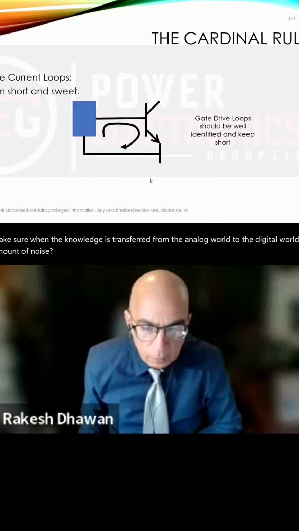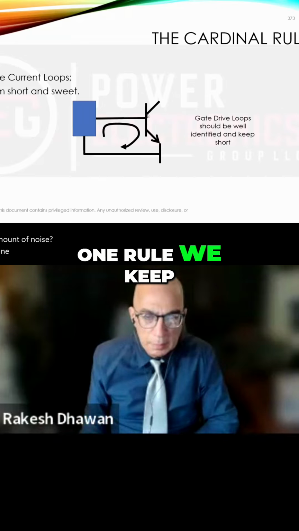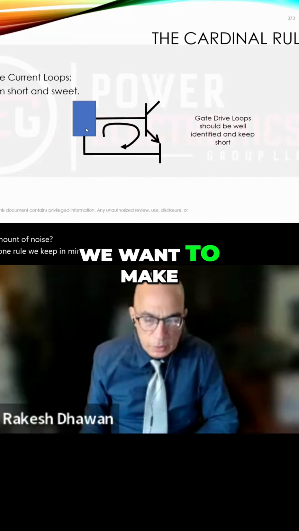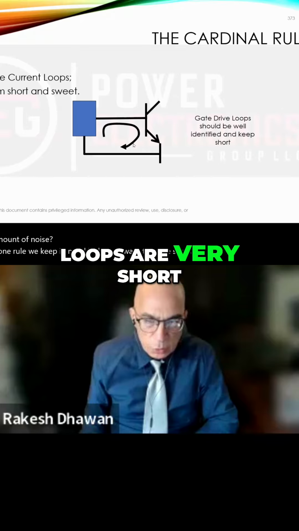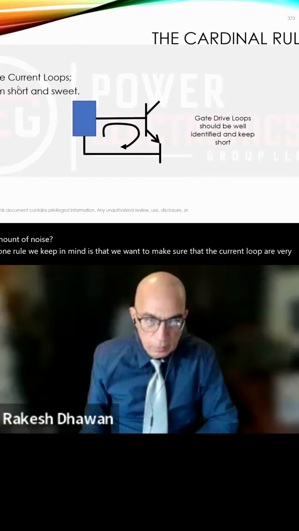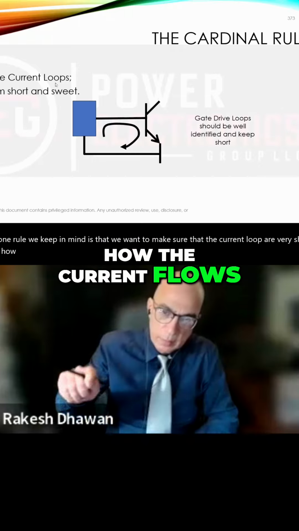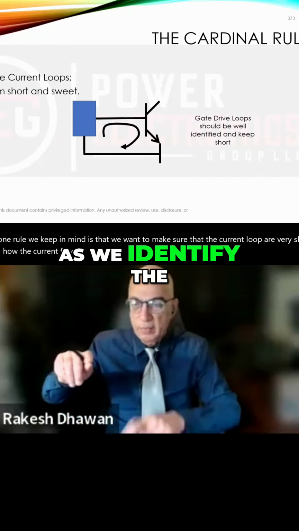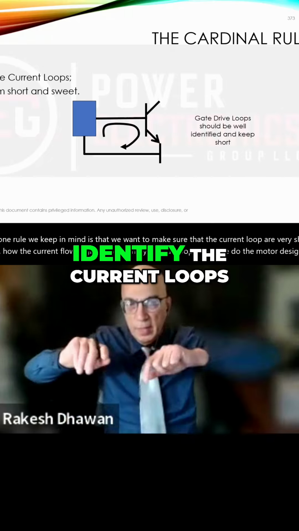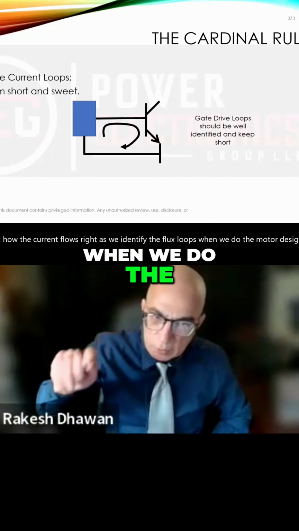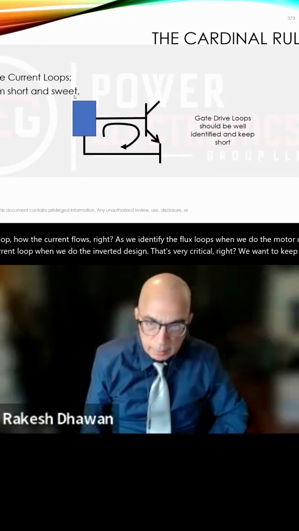So when we do the layout, one rule we keep in mind is that we want to make sure that the current loops are very short. So identifying the current loops, how the current flows, right? As we identify the flux loops when we do the motor design, we also need to identify the current loops when we do the inverter design. That's very critical, right? We want to keep them short and sweet.